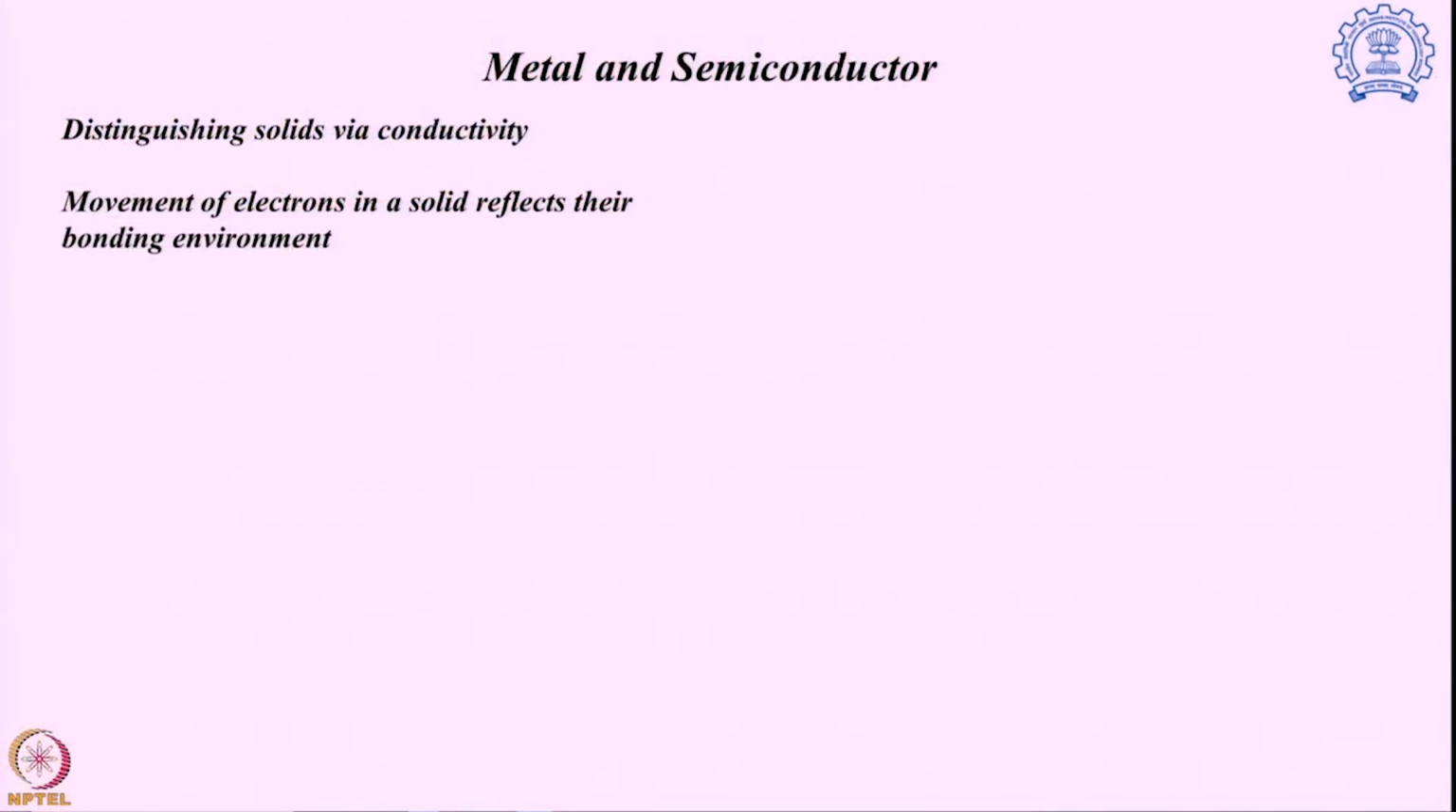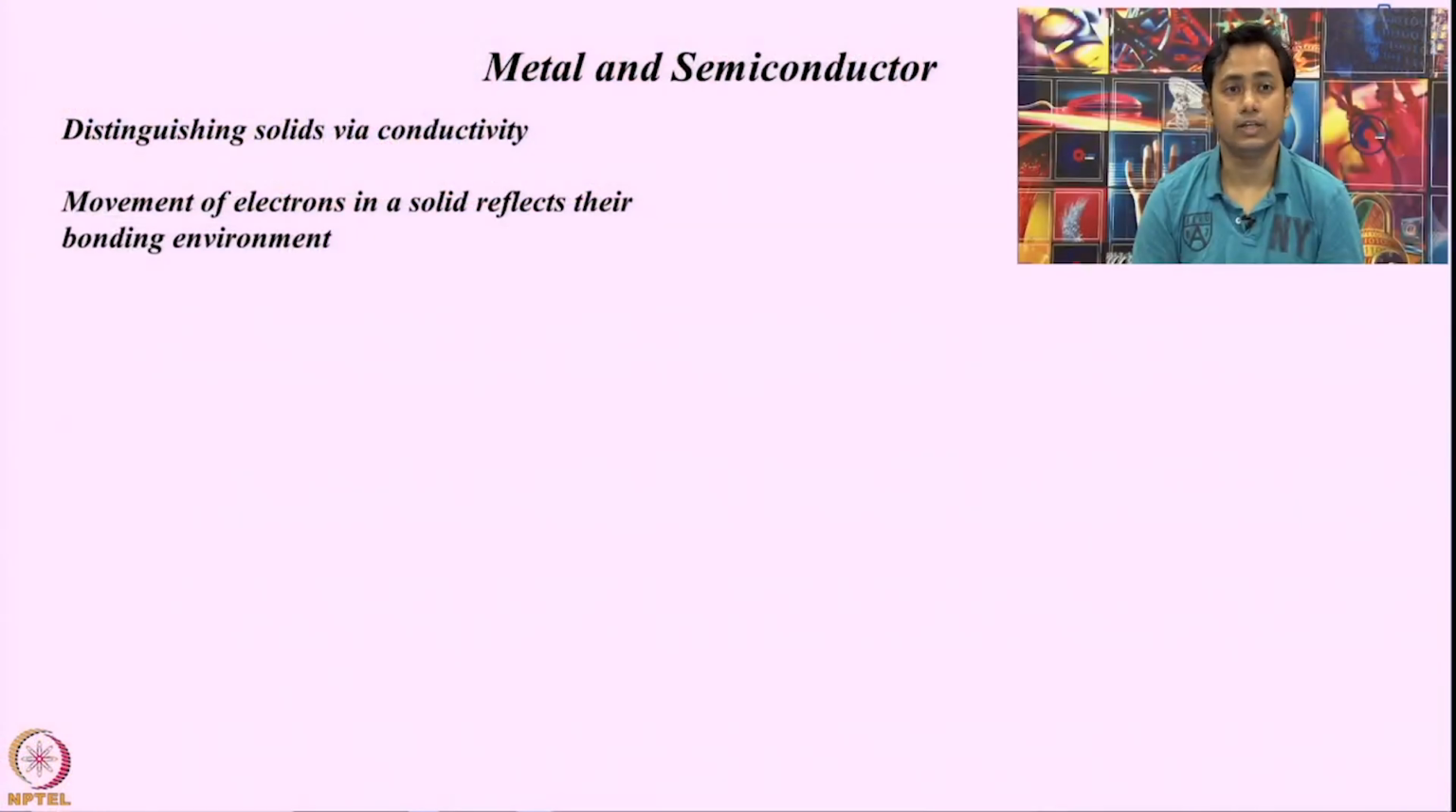Now we know how the electrons are behaving in a solid state, but can we understand it properly so that we can understand how the electron movement can control the behavior of a solid material? For that we are going to discuss two different systems, metal and semiconductor, which we can distinguish by the electrical conductivity.